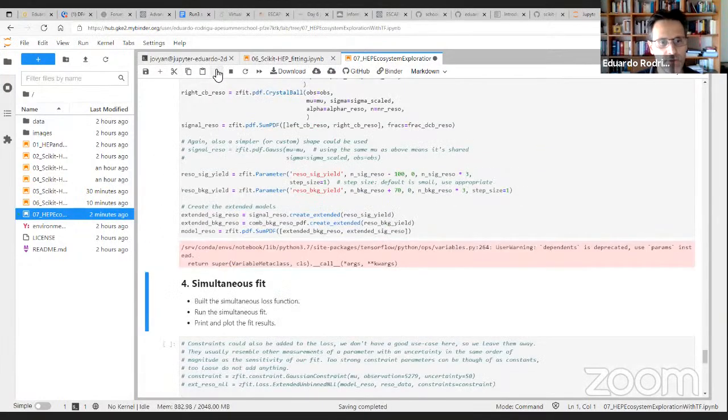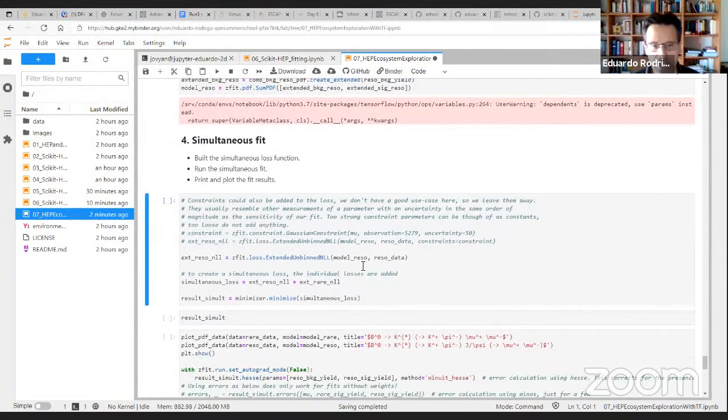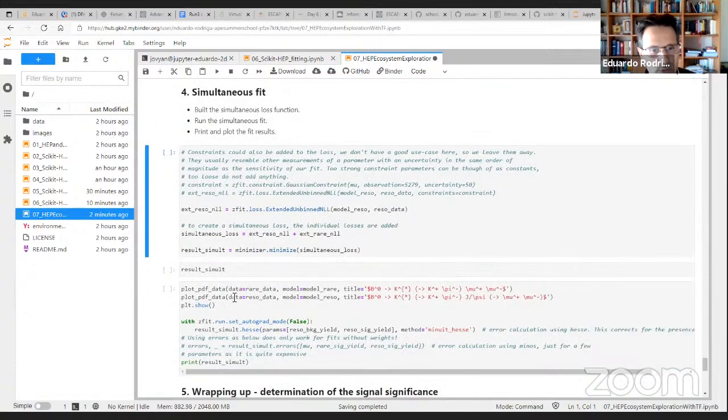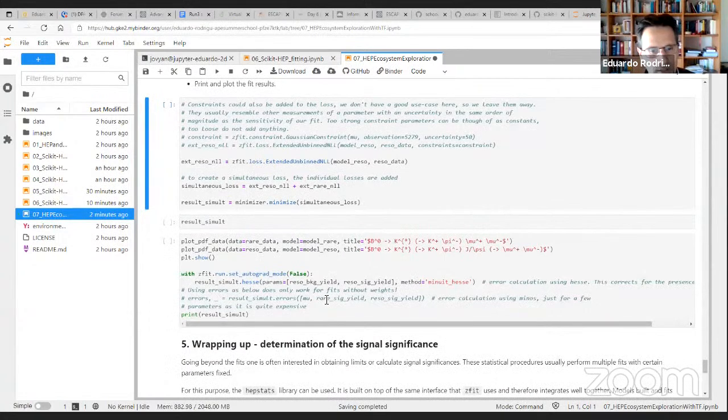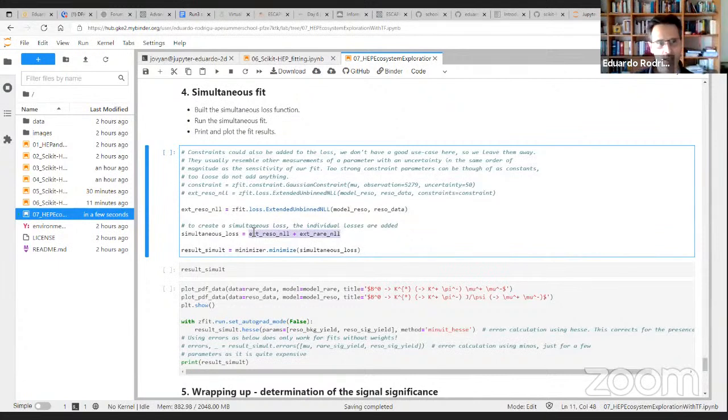So I can continue, and then I can do a simultaneous fit, where I had my two models, and I'm going to put them together. And the way we do this together, there you go, is simply by saying I had my loss functions, my likelihoods for the two spectra, and I make my simultaneous loss function just by simply adding the two of them. Naturally. Okay, now nothing more.